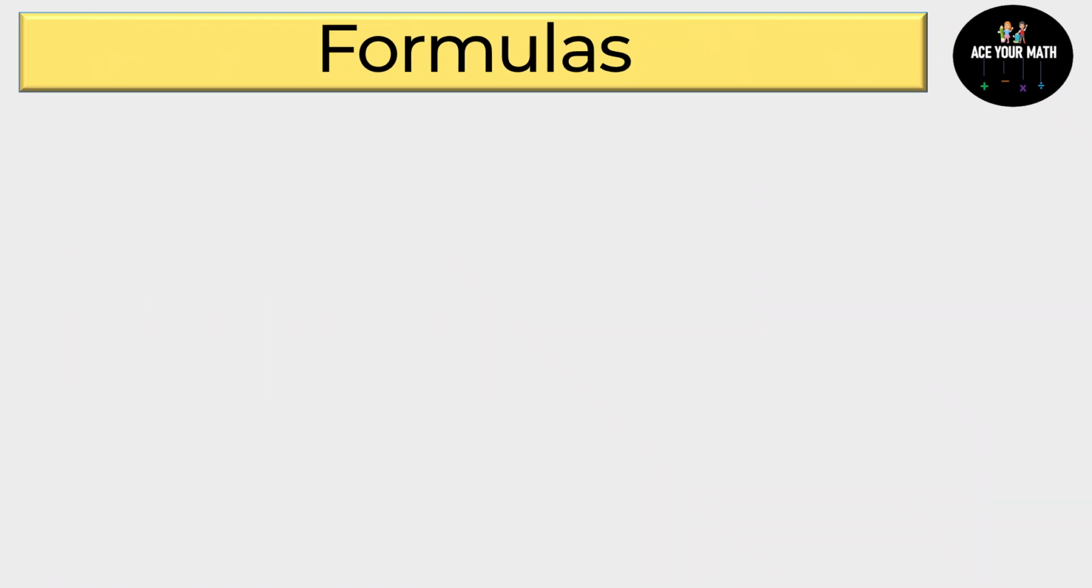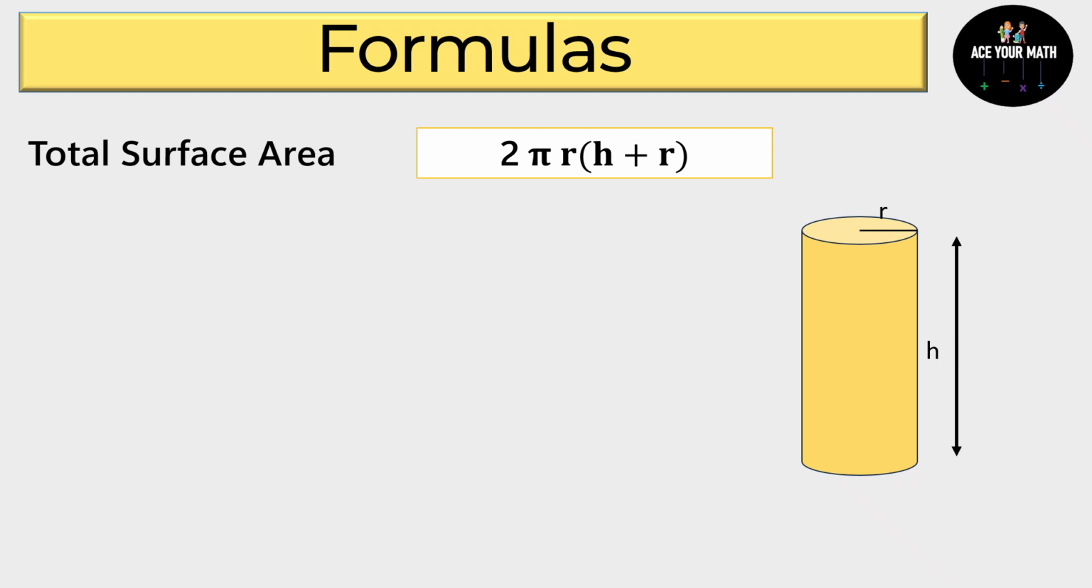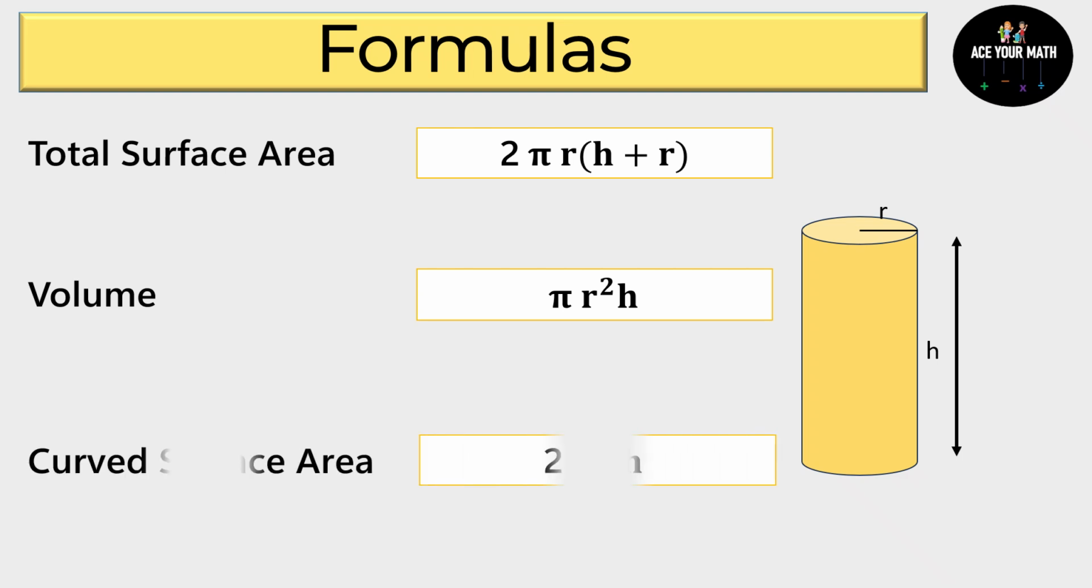See, before starting any problem, let's revise all the formulas of a cylinder. A cylinder is given whose height is h and radius is r. So how to calculate total surface area? It is 2 pi r, and within the bracket you will take h, the height, plus r, the radius. This is how you calculate total surface area. Now look at the volume. It is pi r square h, and the third one, curved surface area, is nothing but 2 pi r h. So remember all these formulas before starting your word problems.